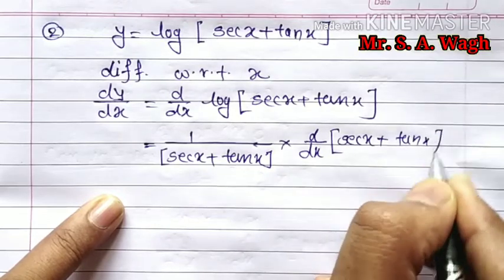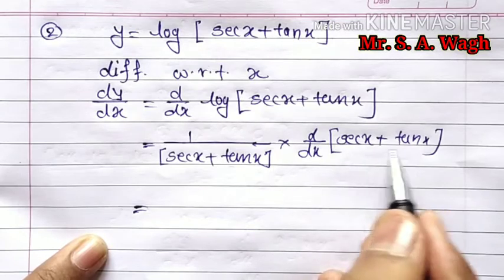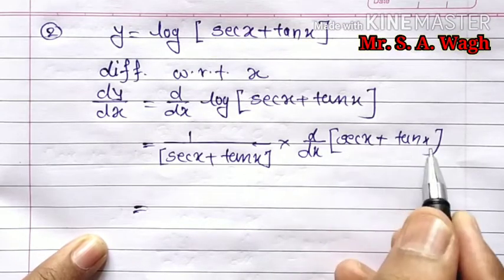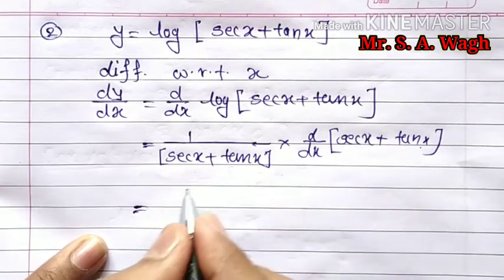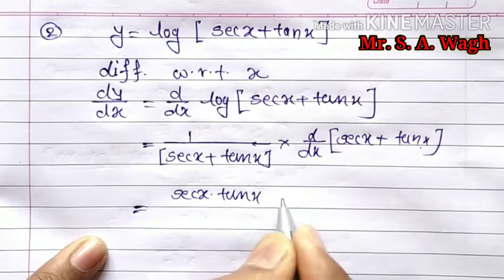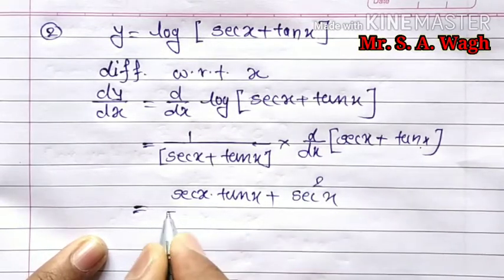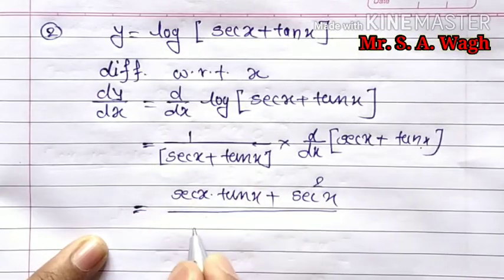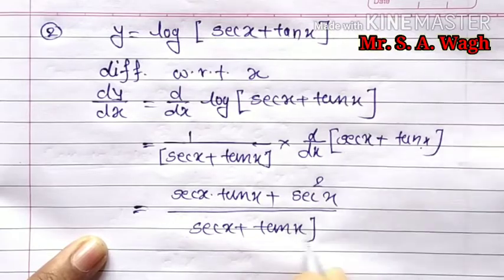Now we will differentiate sec x plus tan x. Here we can apply the rule for a sum, this is one function and this is another function, so it is of the form u plus v. So the derivative of sec is sec x into tan x, plus the derivative of tan, which is sec square x, and divided by this bracket as it is, sec x plus tan x.